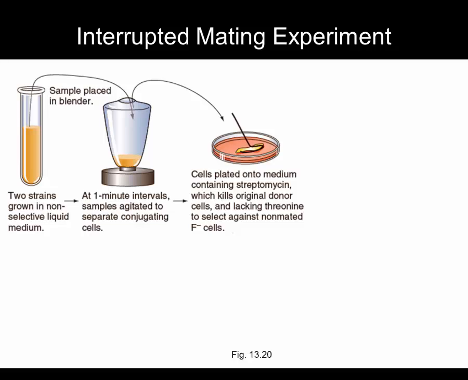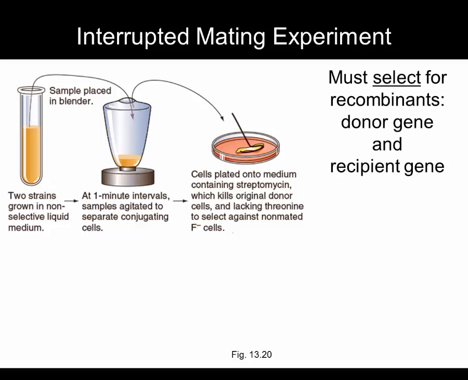The experiment starts with mixing an HFR donor and F- recipient, and allowing mating to occur. Then every minute, you take a sample of your mating cells and force them to stop conjugating using agitation, such as with a blender. Now, successful chromosomal transfer is a somewhat rare event, so you want to be able to select for the recombinants. You can do this by selecting for both a donor gene and a recipient gene.